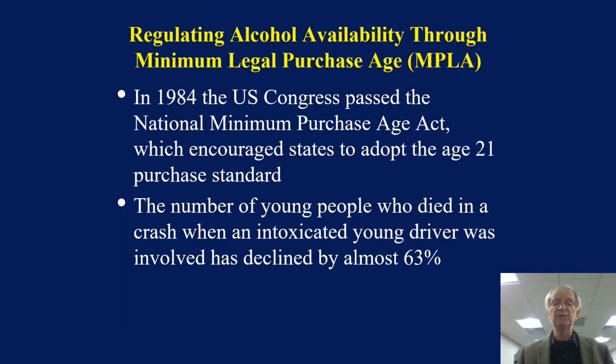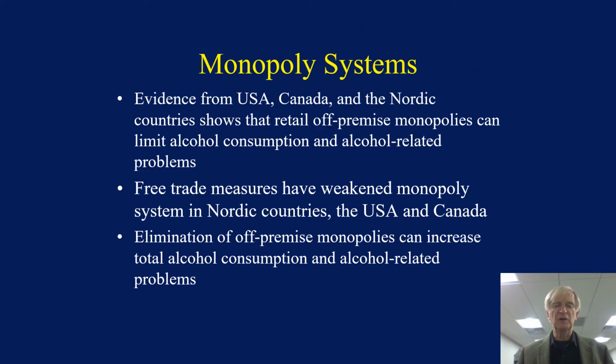Regulating the availability of alcohol through minimum legal purchase age. The best example here is raising the alcohol purchase age from age 18 to age 21 in the United States. When that was done, there were sharp reductions in late night traffic fatalities in young people related to alcohol consumption. Monopoly systems as well in the USA, Canada, and the Nordic countries were found to be effective ways to limit availability.